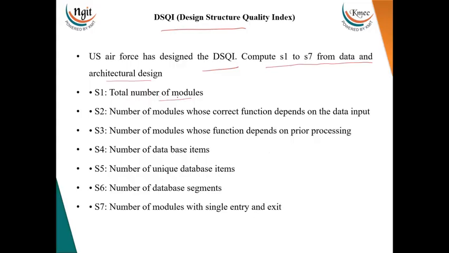S1 is the total number of modules. S2 is the number of modules whose correct function depends on the data input. S3 is the number of modules whose function depends on prior processing. S4 is the number of database items. S5 is the number of unique database items. S6 is the number of database segments. S7 is the number of modules with single entry and exit.